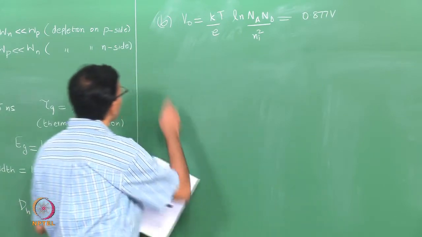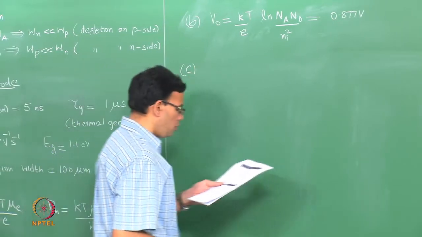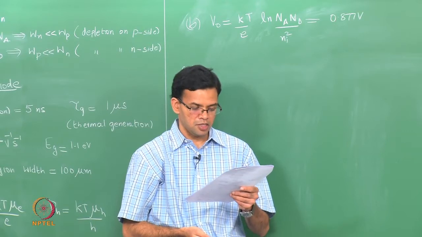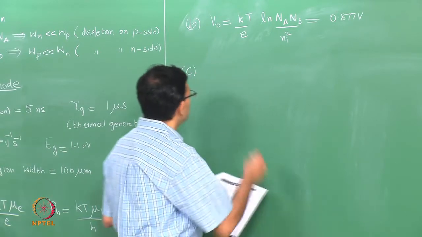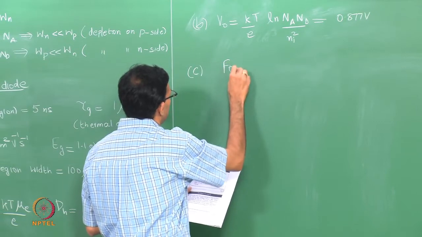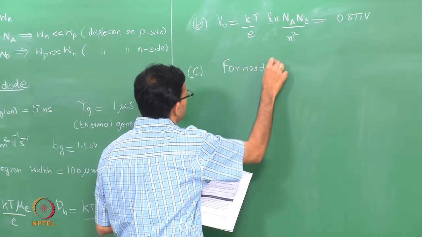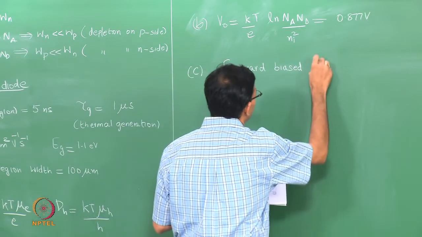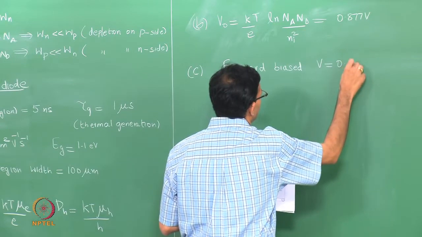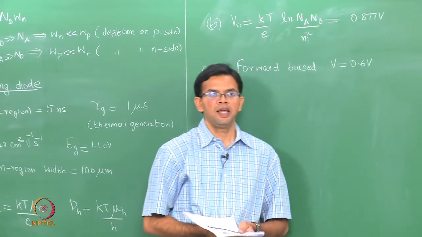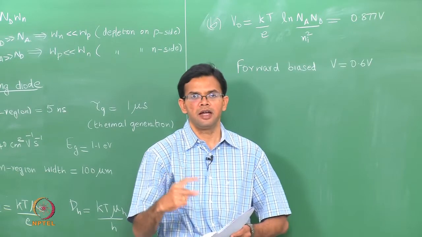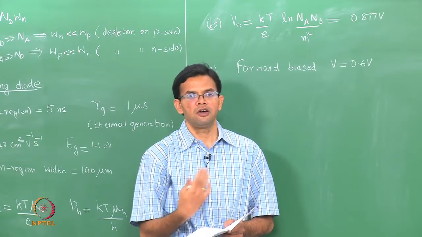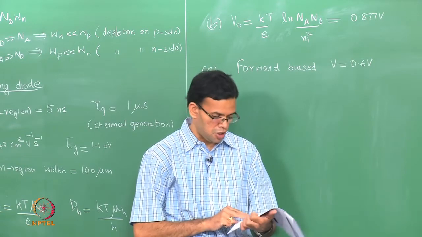Part C, what is the current when there is a forward bias of 0.6 volts across the diode? Now you have the diode forward biased. The external potential V is 0.6 volts. When you apply an external potential, the barrier height is lowered so that there is an increase in current due to the minority carriers diffusing across the junction.